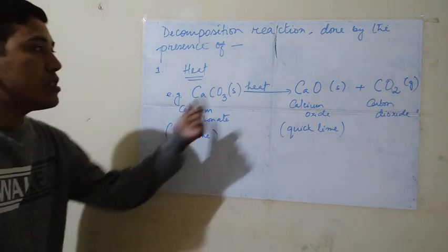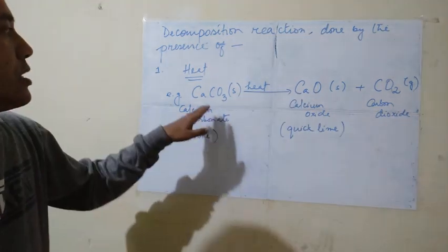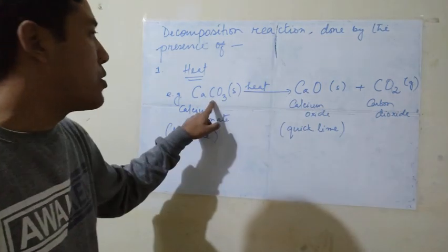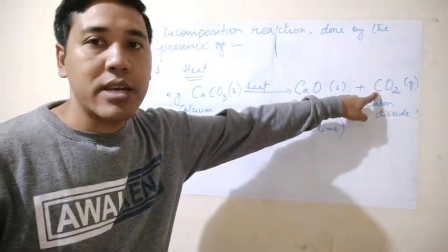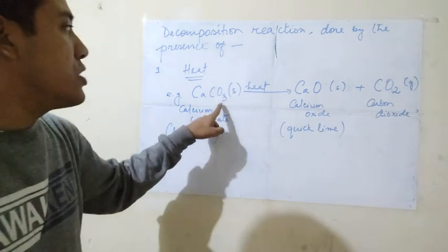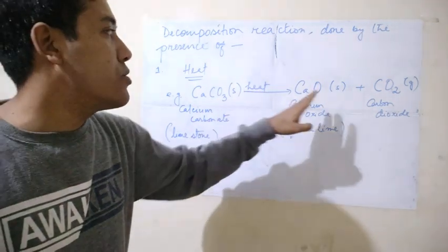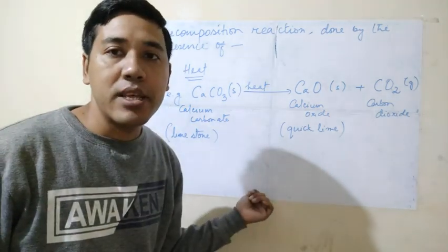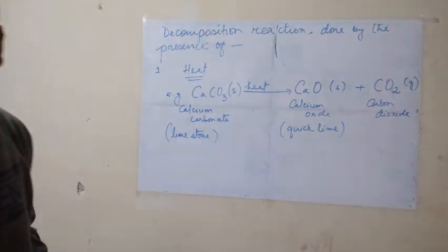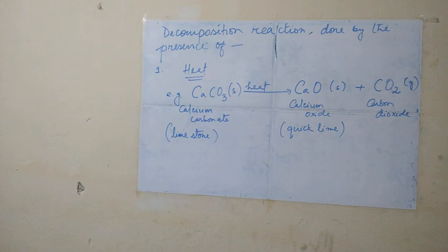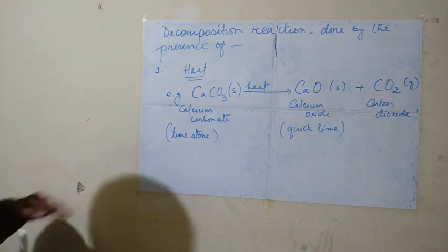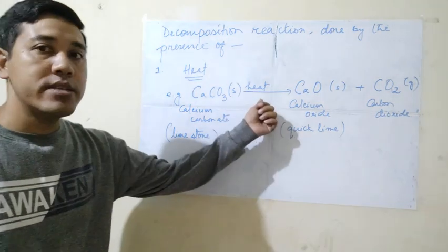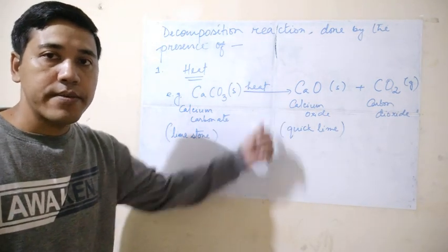They are all balanced, right? Calcium 1 on the left side, calcium 1 on the right side. Carbon 1 on the left side, carbon 1 on the right side. Oxygen 3 on the left side, oxygen 1 plus 2, 3 on the right side. This is the balanced chemical equation. Please copy down. This reaction is done due to the presence of what? Heat. Don't forget.